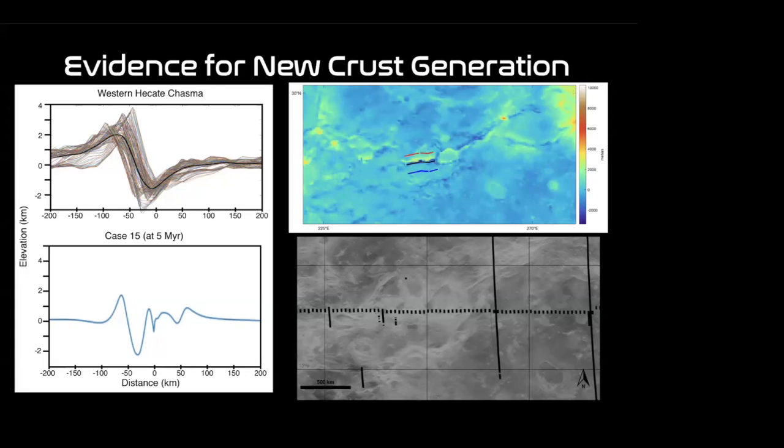Right, so the black line is just the average cross section across that whole rift segment. This one right here, and then all the smaller lines are just all of the different lines stacked end to end. So it's not really a good fit.